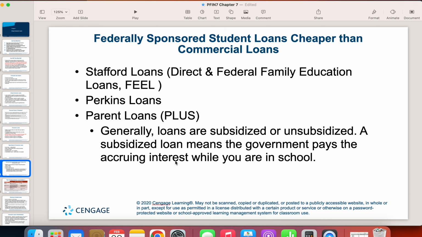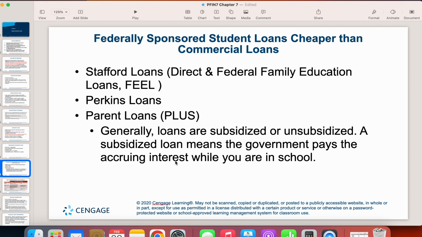A subsidized loan means the government pays the accruing interest while you're in school. This is very powerful. Think of 5 to 7% interest on $20,000, $50,000 of debt that some students are taking out on an annual basis to fund private education, for example. When it's accruing while you're in school for 4 years, the notional value of that loan is increasing, and the notional value of the loan increases the debt burden on you when you graduate.